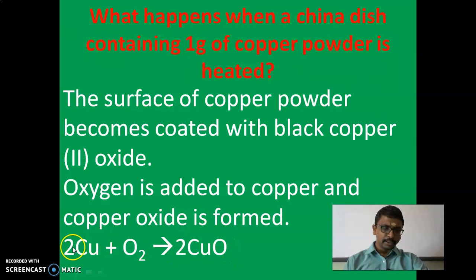So we have to balance that equation. For that we have to put 2 on copper in the reactants, and also 2 on copper oxide in the product. We put 2 on both sides, in copper and copper oxide. Now the equation is balanced.